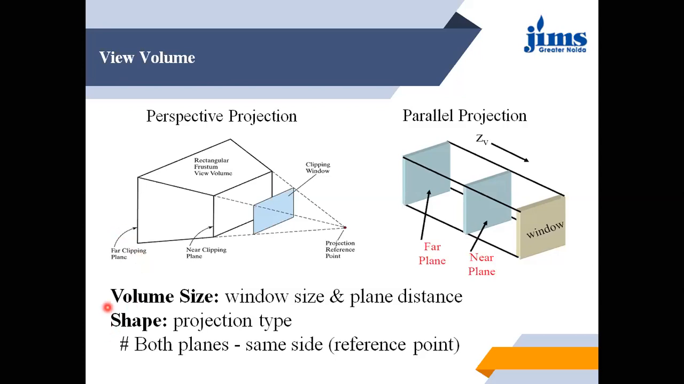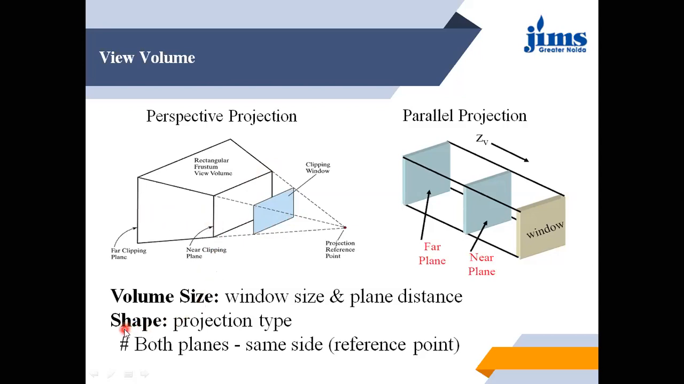So volume depends on the window size and the distance between these two images. So volume depends on the size of the image. Suppose the image is of this size, then the volume will be more, and it also depends on the distance between these two.